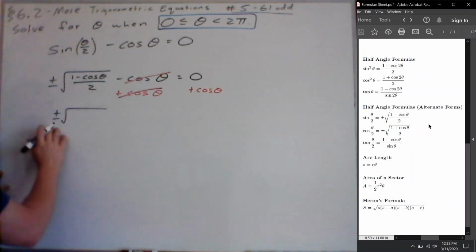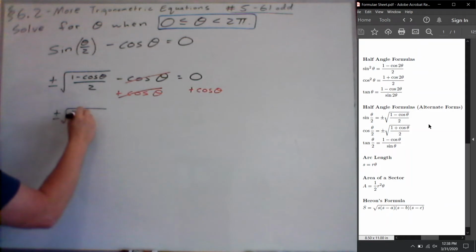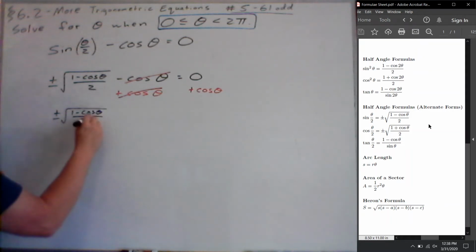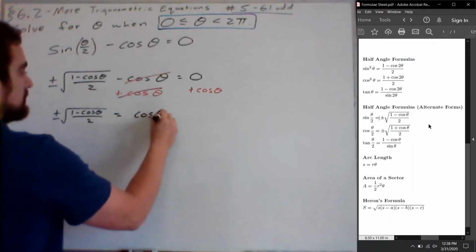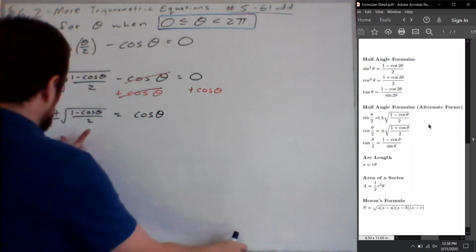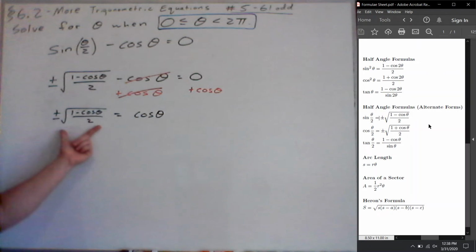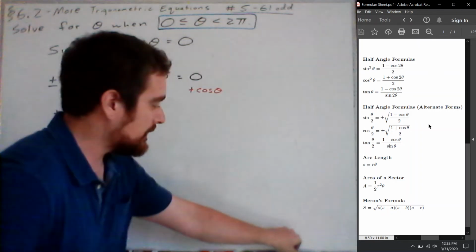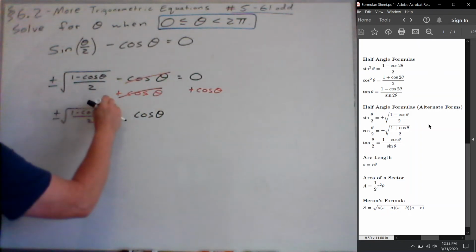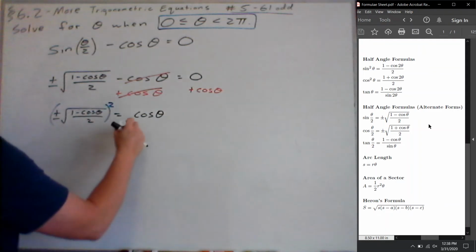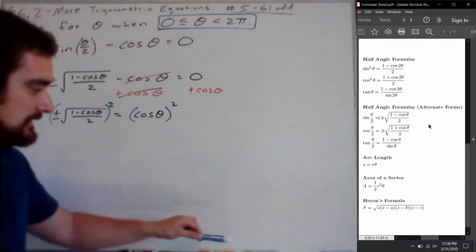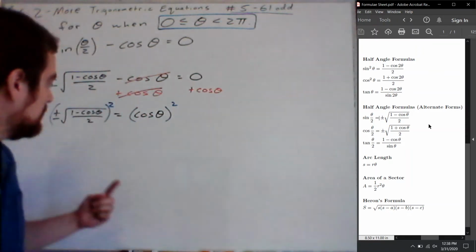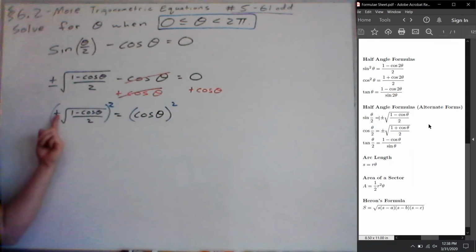I still don't know which one it is, of the square root of 1 minus cosine theta over 2 must be equal to, this is cosine theta, I added it over to the other side. I've isolated this radical so that now I can square both sides of the equation. I square the left-hand side, which means I also square the right-hand side, so that I can keep my equality. But when I square a positive, I get a positive. When I square a negative, I get a positive.